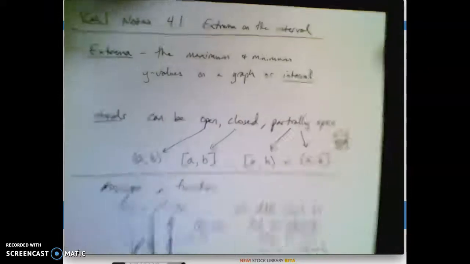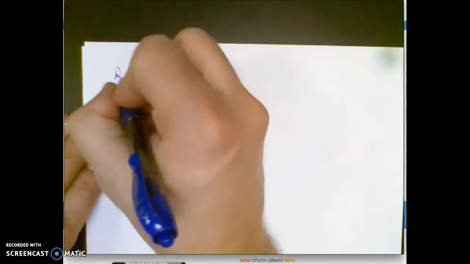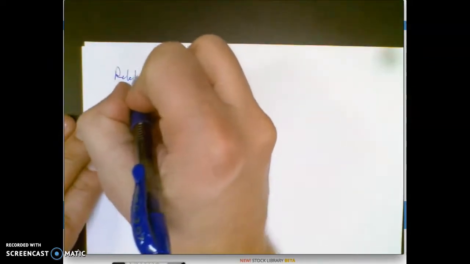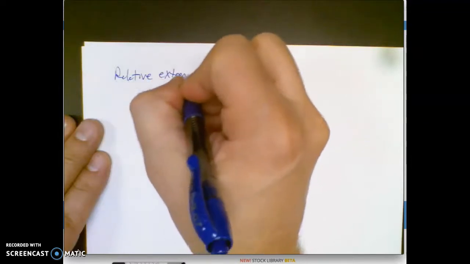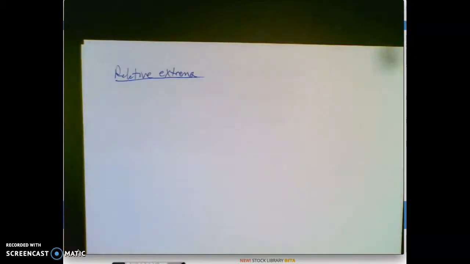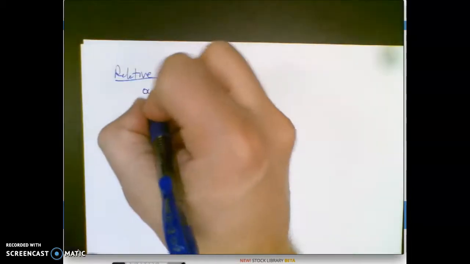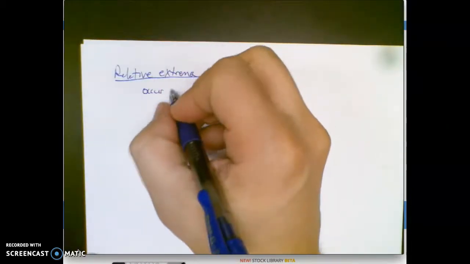Okay, so that brings up something else. A lot of times we're not concerned with an absolute max, but we're concerned with relative extrema. This is like the cousins and uncles of extrema because they're your relatives. Okay. These occur anytime a graph has a change in direction.